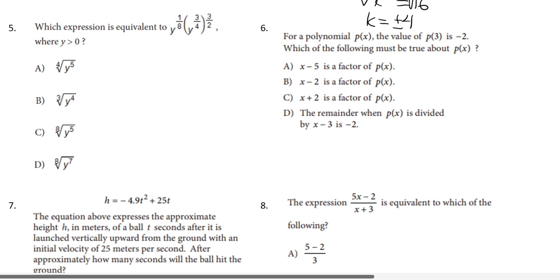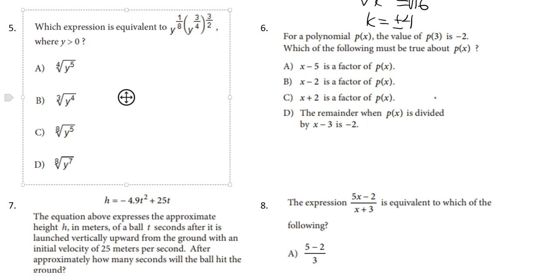For number 5, we have: which expression is equivalent to y to the power of 1 over 8 times y to the power of 3 over 4, all to the power of 3 over 2. So if we follow PEMDAS, we have to simplify the exponents first and then multiply. So what we need to deal with first is y to the power of 3 over 4 to the power of 3 over 2. The way that we simplify an exponent raised to another exponent is by multiplying those two fractions together.